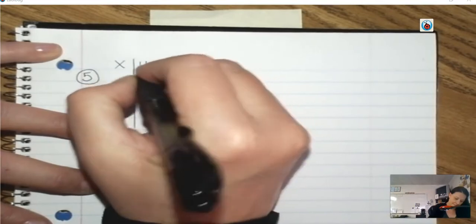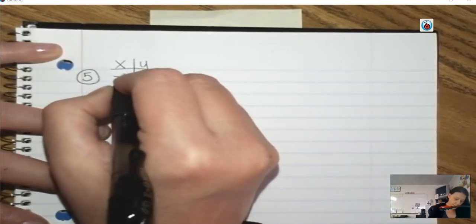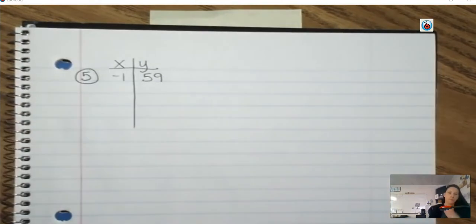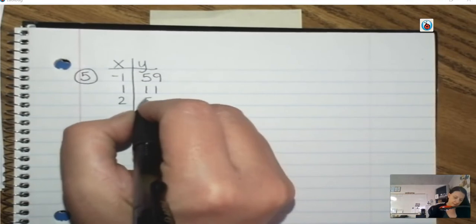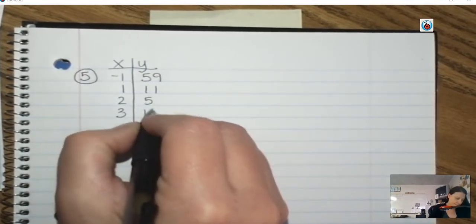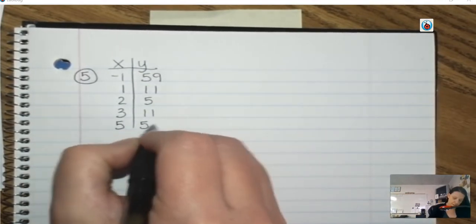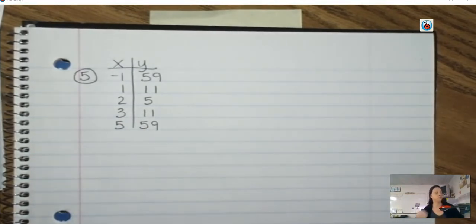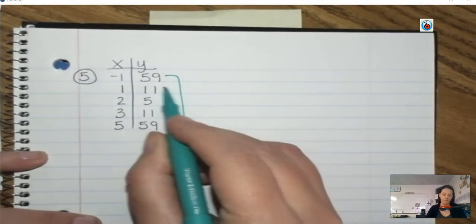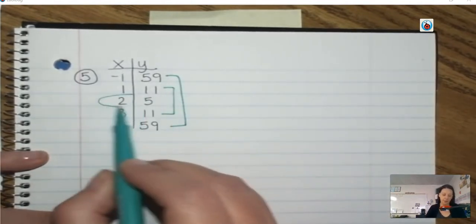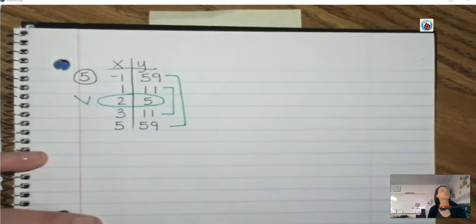Okay, the table of values are -1, 59, 1, 11, 2, 5, 3, 11, and 5, 59. The first thing you need to do is look for the vertex in the table. So look at what's repeating on the y's and find that middle value that does not repeat. That's your vertex.